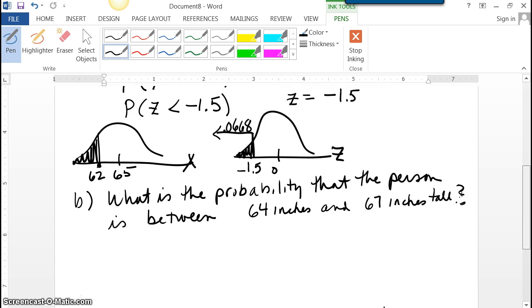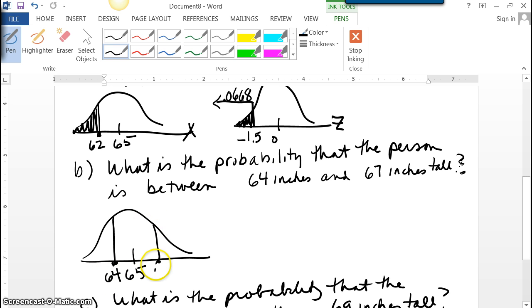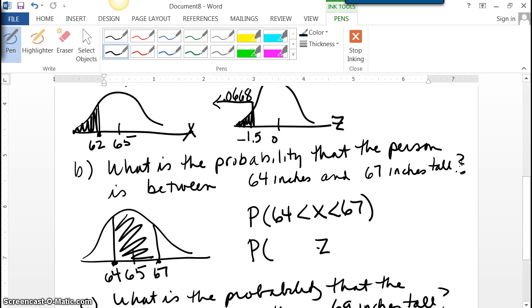The next question, we want to know what's the probability the person is between 64 and 67 inches tall. So we're still using a mean of 65 and a standard deviation of 2 inches. And now we'd like to know what's the chance a person is between 64 and 67. If I write it in probability, it looks like this. We want the x between the 64 and the 67. When we standardize this, we're going to have to standardize both numbers, so we'll have to use the formula twice. We use it once with the 64 and then once with the 67.